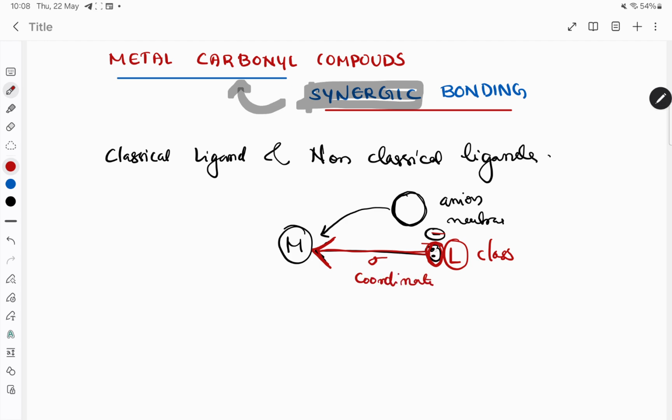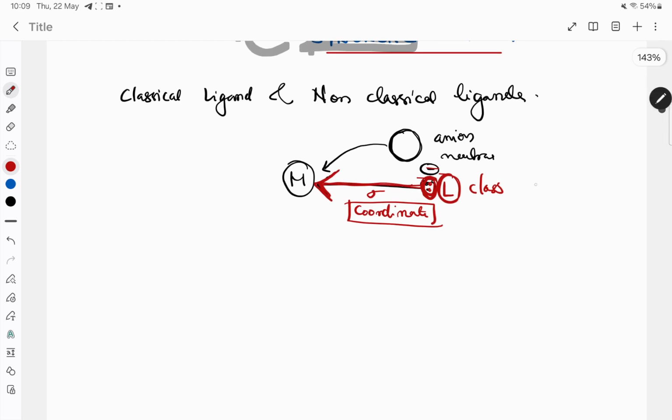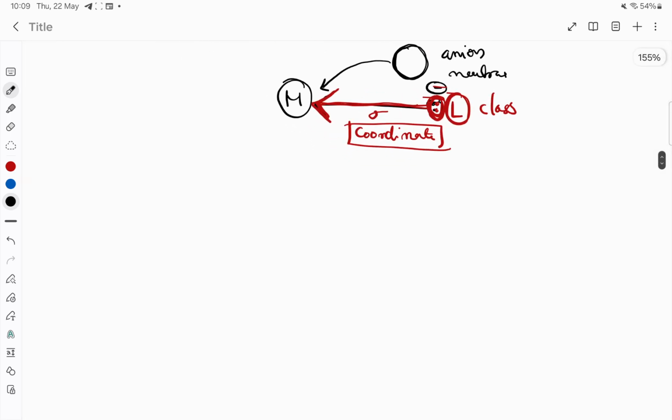Since both electrons are shared by the single ligand, it is called a coordinate bond. It is not a pure covalent bond, it is a coordinate covalent bond, correct? So these types of ligands are called classical ligands. Now what are non-classical ligands? You have already studied the special features of metal geometry.